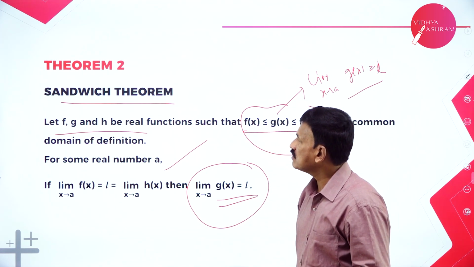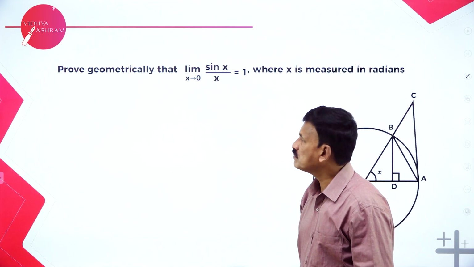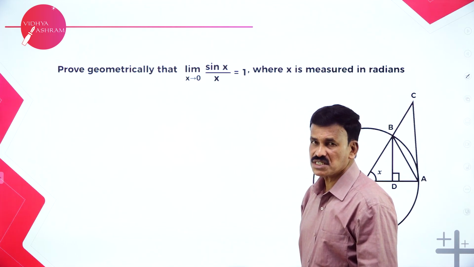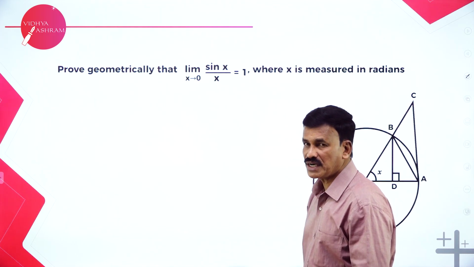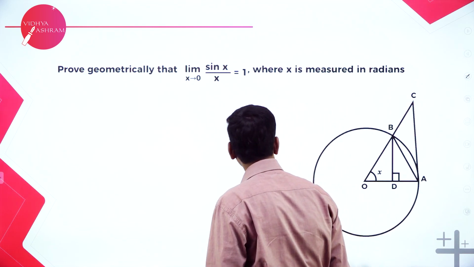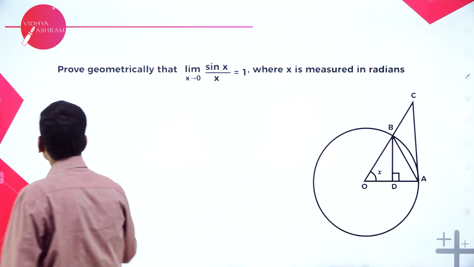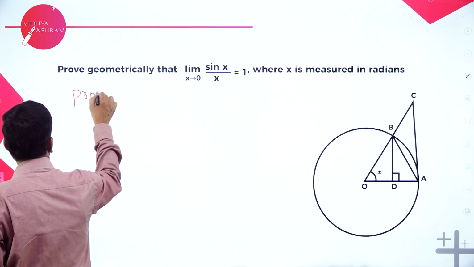So using this theorem we are going to derive a very important result. Prove geometrically that limit x tends to 0 of sin x by x is equal to 1, where x is measured in radians. Very important theorem. Now move on to the proof.